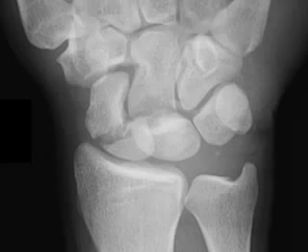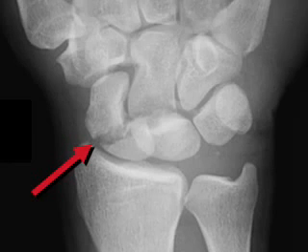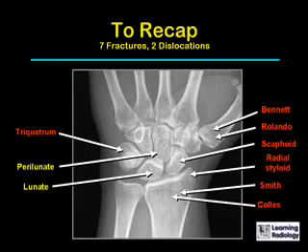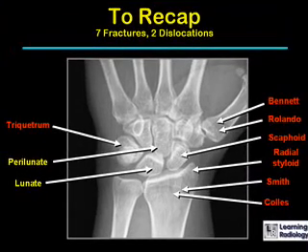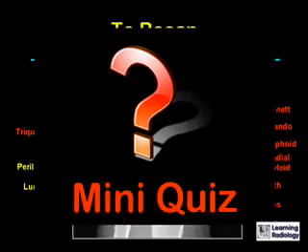On the frontal examination, we can see a fracture through the waist of the scaphoid. So this is called a transscaphoid perilunate dislocation. To recap, we've discussed 7 fractures and 2 dislocations around the wrist: triquetral, Bennett, Rolando, scaphoid, radial styloid, Smith and Colles fractures, and perilunate and lunate dislocations.